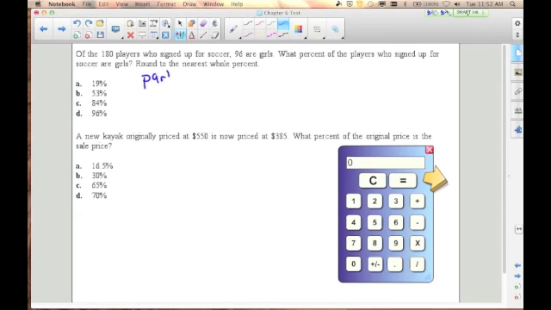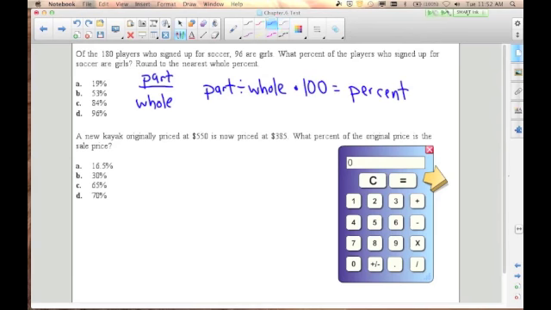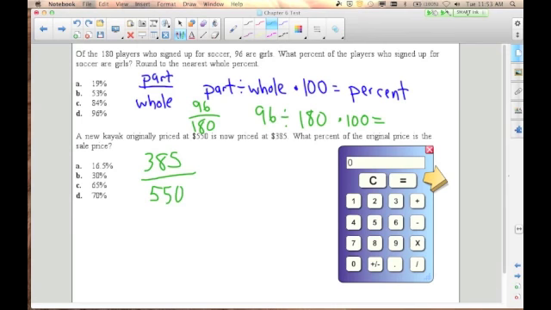They give me the part, they give me the whole, and they ask for what percent are girls. So you take the part, you divide it by the whole, you times it by 100, and that equals the percent. So you take 96 divided by 180, and then you're going to times that by 100, and that's going to equal your percent.